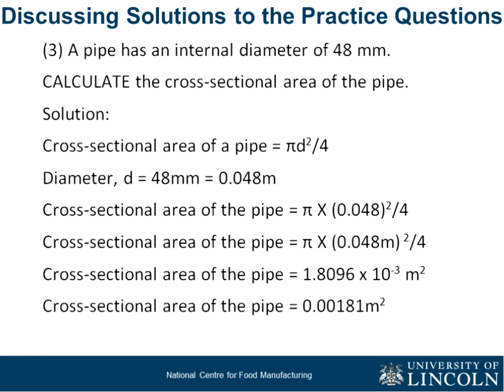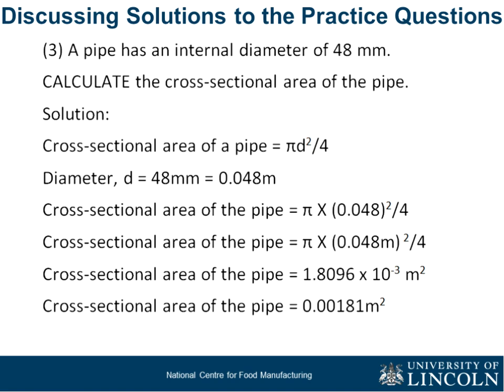Now this is another question. This one is asking us to find the cross-sectional area of a pipe. The cross-sectional area of a pipe and the area of a circle use the same formula. So same formula for both. Take note of that.